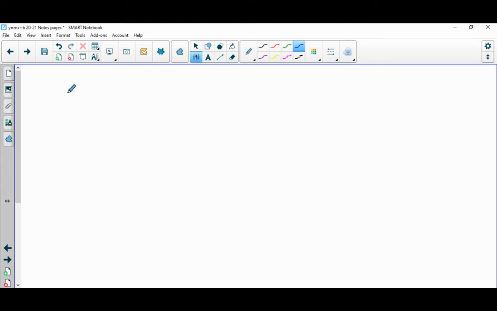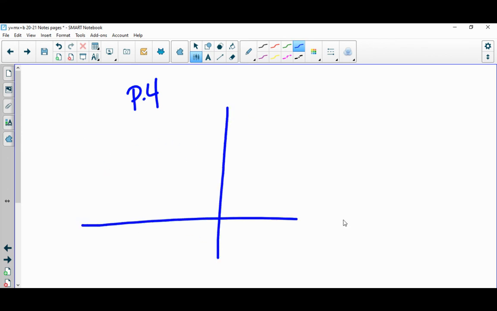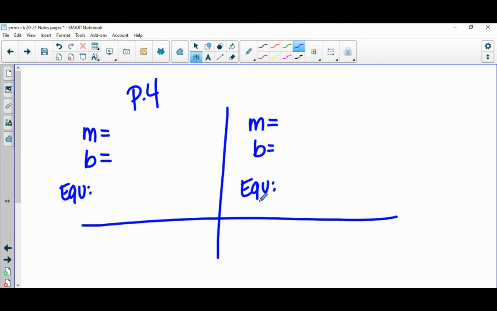So if you are on the very top of this next page here, which for you is going to be page number 4 in your notes packet, there are 2 graphs up across the top. We're going to look on this left side. I'm going to ask you to identify the slope, the y-intercept, and then to also write out what your equation is going to be. And then on the right side, I'm going to ask you to do the same thing. Slope, y-intercept, and what's your equation going to be?